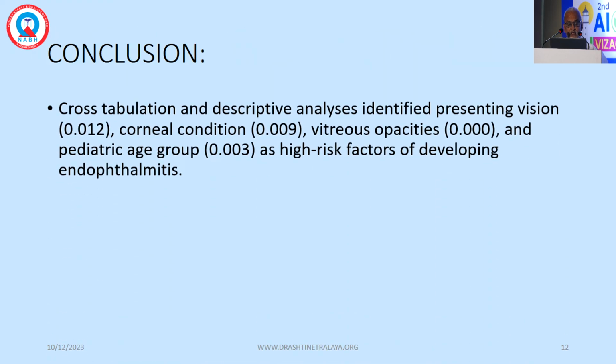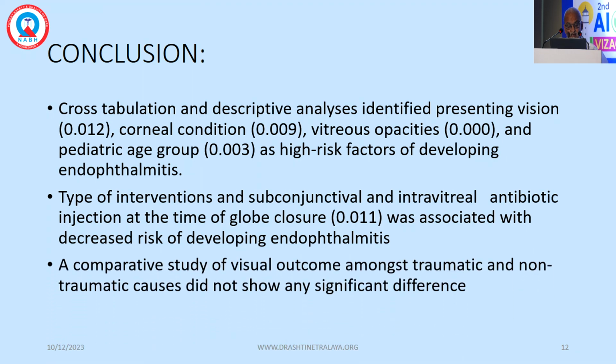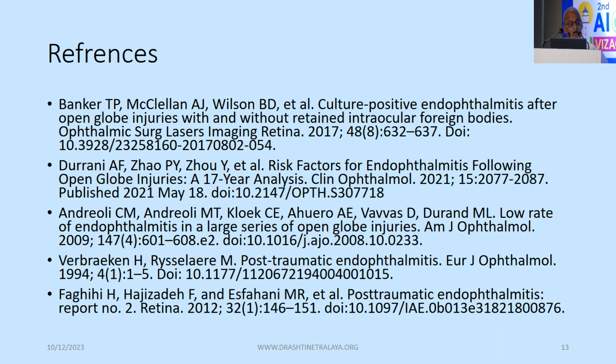So my conclusion is: descriptive analysis and cross-tabulation identified the presenting vision, corneal condition, vitreous opacities, and pediatric age group at high risk of developing endophthalmitis and poor outcome. The type of intervention, subconjunctival and intravitreal antibiotic injection at the time of globe closure, was associated with decreased risk of developing endophthalmitis. Comparative study of visual outcome among the traumatic and non-traumatic causes did not show any significant difference, and these are the references.